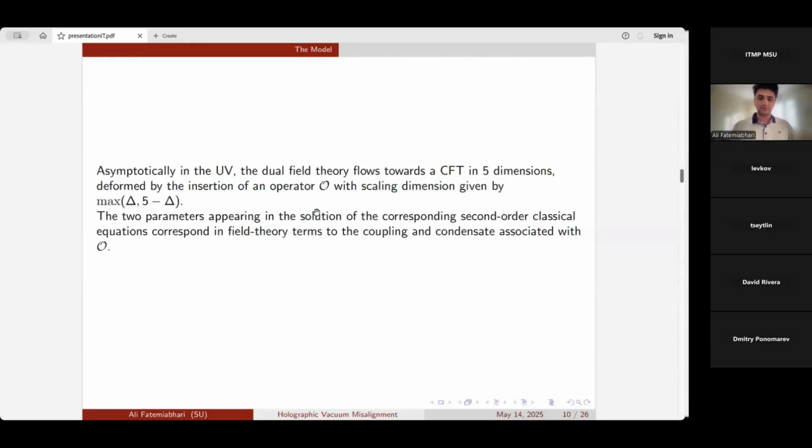So before adding the boundary terms, in the UV we have a CFT in dimension 5 defined by the insertion of an operator dual to the field phi with some scaling dimension given by delta. And when we study the gravity solution in the UV, 2 free parameters will appear. One of them determines the coupling of the dual operator, and one is the condensate associated with the dual operator. And this is basically the normal AdS/CFT dictionary.